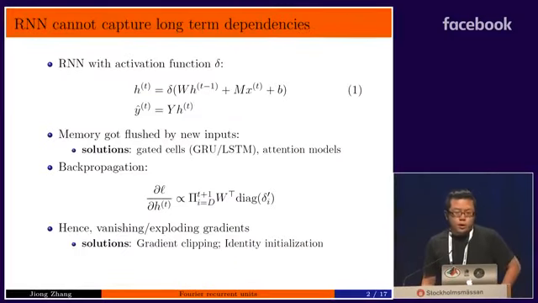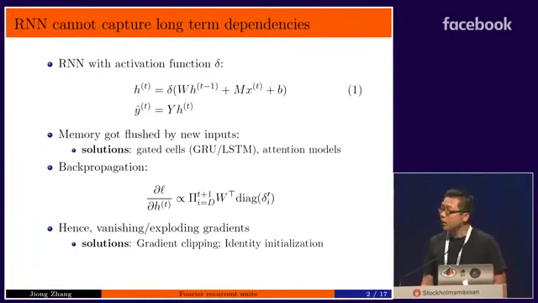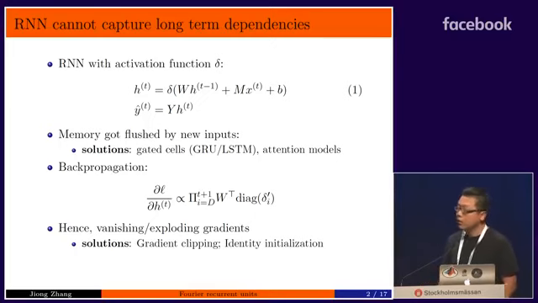So the recurrent neural net has the famous problem that you cannot learn long-term dependencies, partially because of the limited expressive power and the memory getting flushed at each cell by new inputs. So now people are trying to solve that by using gated cells like GRU or LSTM, or use attention models which directly link an output to a previous hidden layer.